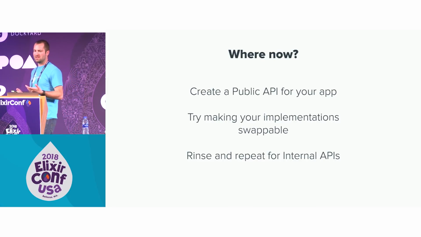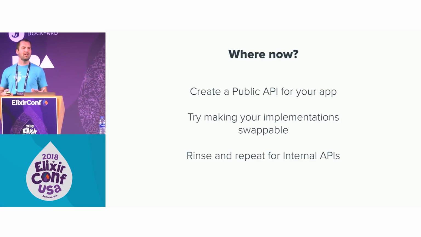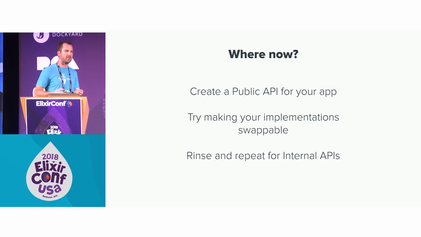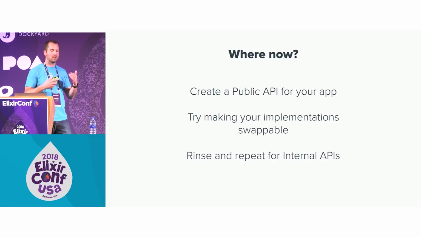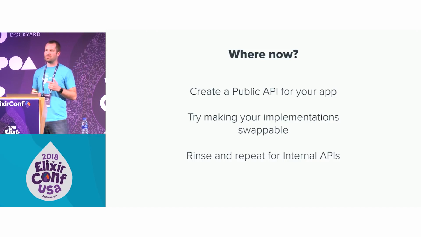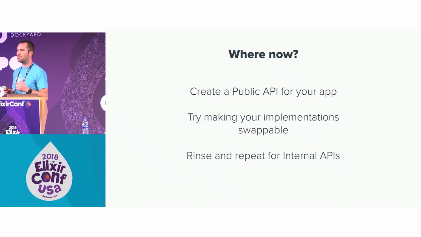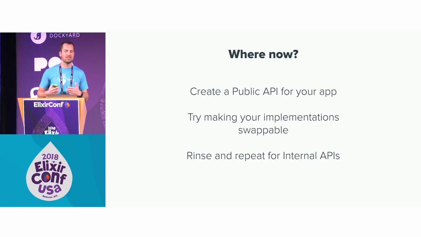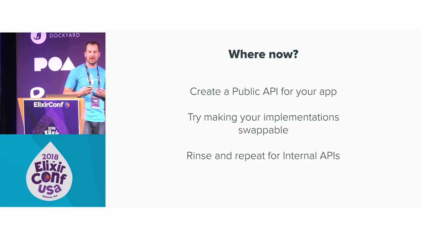So where do you go from this talk? What can you do? I would definitely propose you try to create a public API for your app. Create that boundary. Start setting up boundaries in your application, and try making them swappable too, because by making them swappable, that helps refine your API, and you'll find out where implementation details are leaking through. And then rinse and repeat for internal APIs.